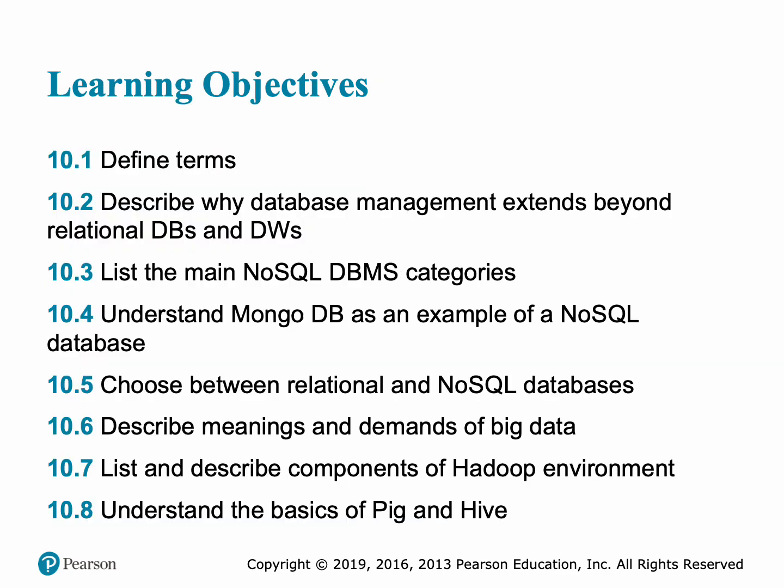We will be looking into describing why database management extends beyond relational DBs and DWs, databases and data warehouses. List the main NoSQL DBMS categories, understand MongoDB as an example of a NoSQL database, choose between relational and non-relational or NoSQL databases, describe meanings and demands of big data, list and describe components of Hadoop environment, understand the basics of Pig and Hive. These are the programming languages.